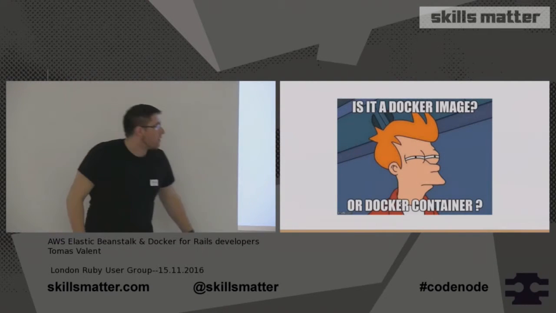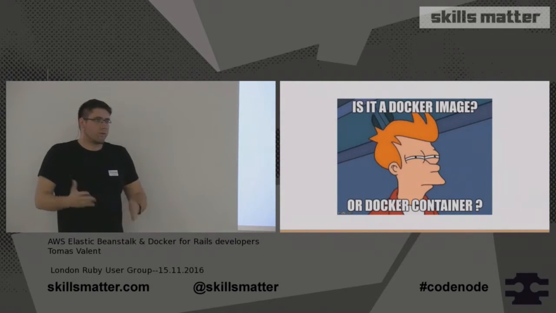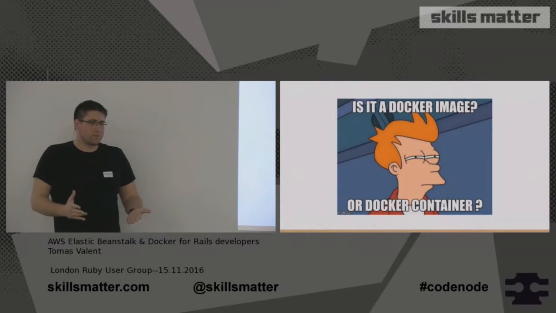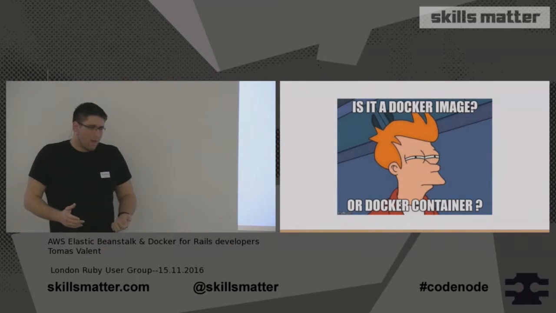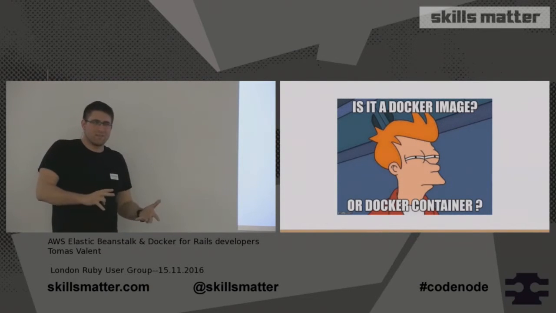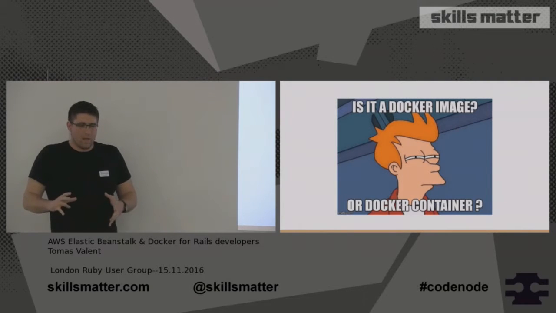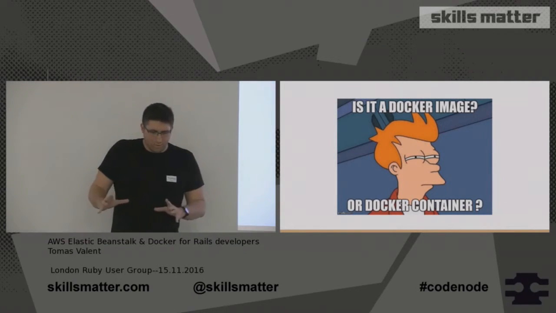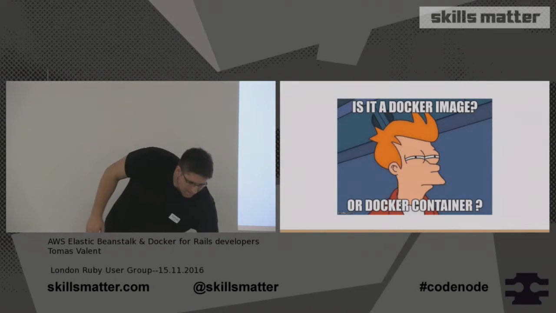Now, you probably heard this before: Docker container, Docker image. So what's the difference? The main difference is that you can think about a Docker container as a runtime instance of a Docker image. Now, there's a little bit more to it, but for the point of the talk, that should be enough.